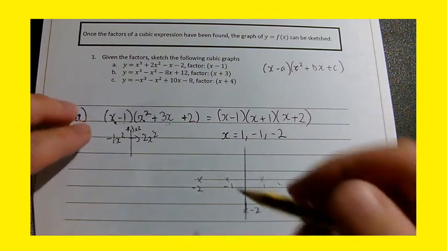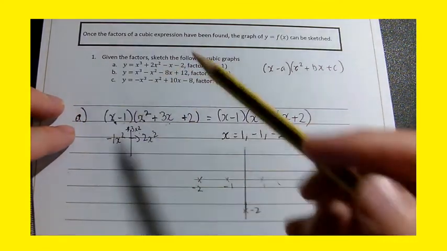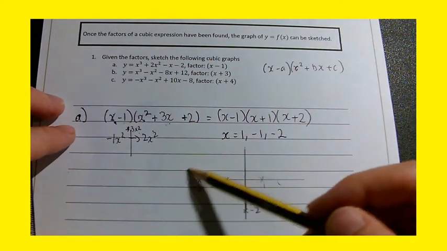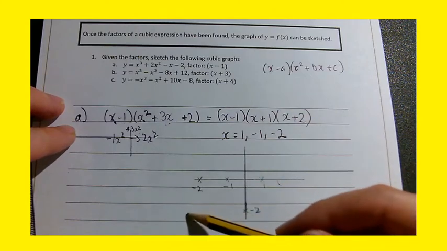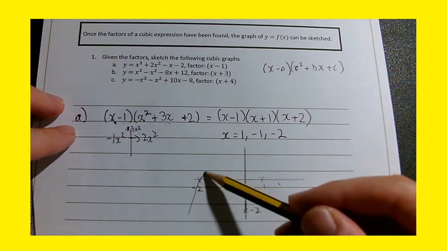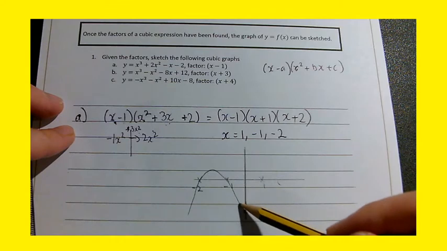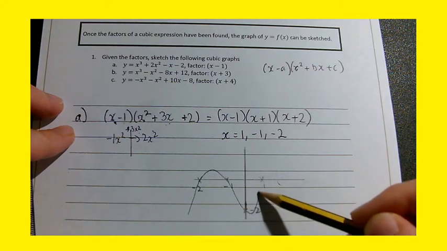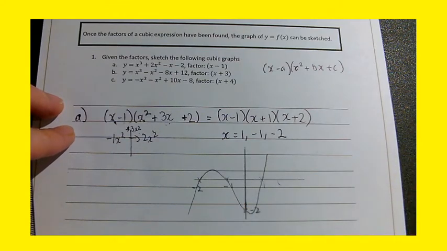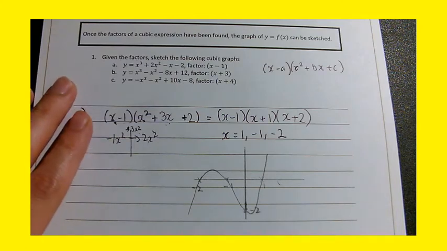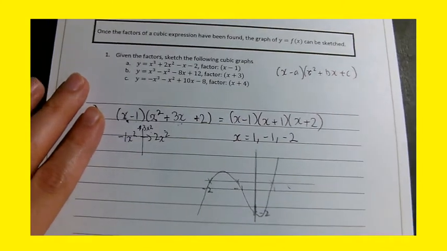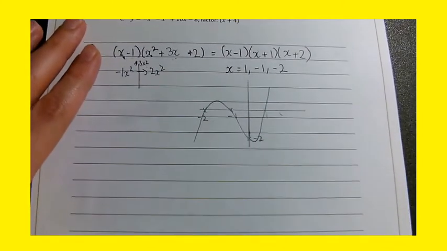Okay, now I'll just make sure that I get my shape correct, and it's a positive cubic, so it's going to have this general shape. Okay, so I've done part A, using factor theorem and using prior knowledge from Pure 1 to sketch the cubic. So let's have a look at part B.